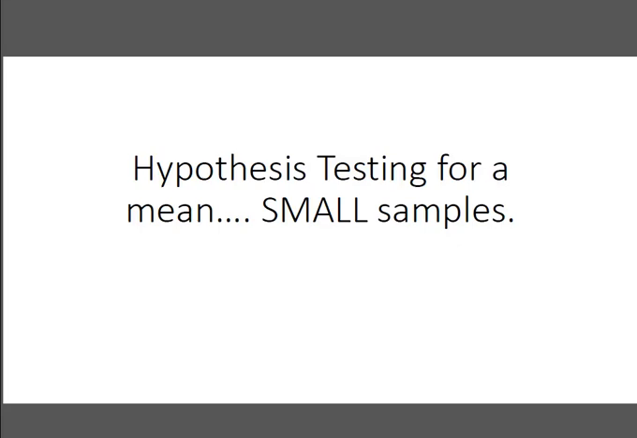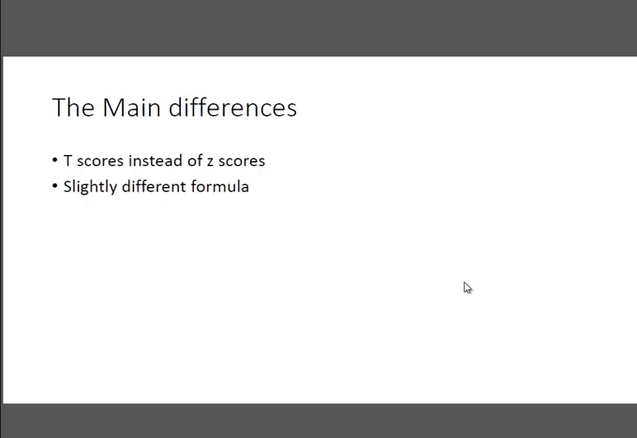Hey everybody. So last time we were talking about hypothesis testing for means with large samples, aka samples that are 30 or bigger. I wanted to show you an example of what to do if you are testing a hypothesis for a mean, but you are dealing with a small sample. So let's get started. There are two main differences. We're going to be using t-scores instead of z-scores, and a slightly different math formula.